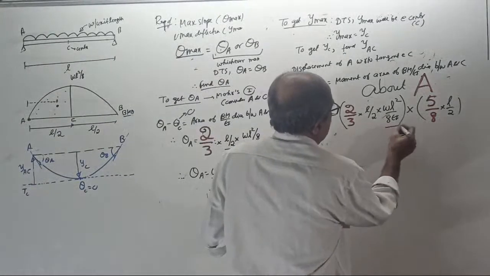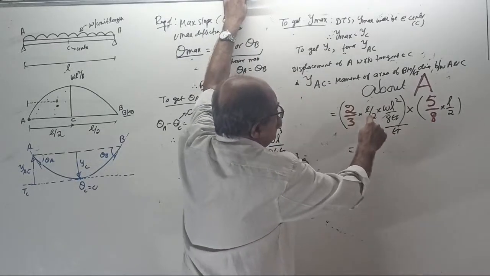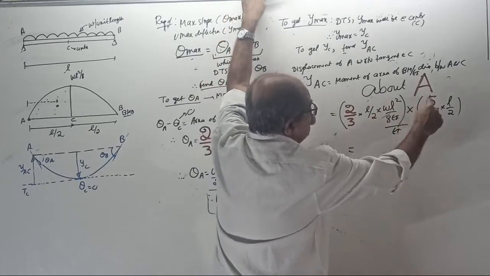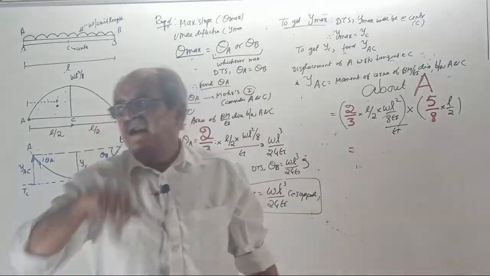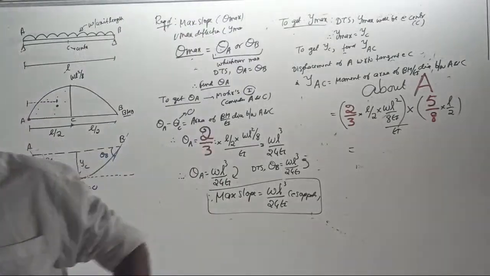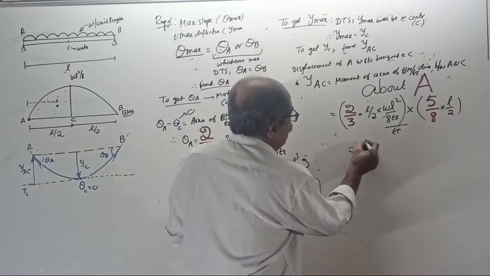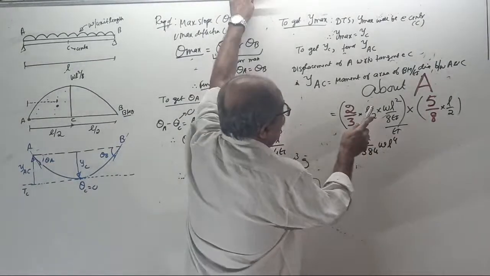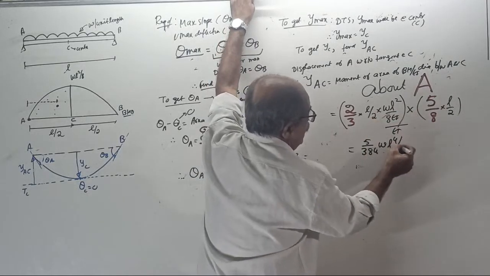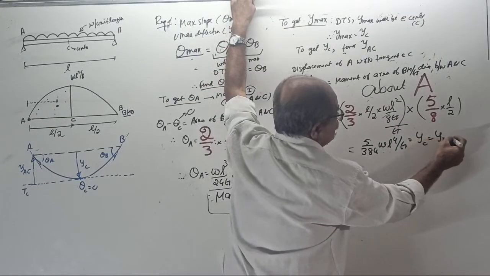Divide by EI. Now, why waste time taking your calculator, 2/3 into 1/2 into 1/8 into 5/8 into 1/2? Do not take the calculator. You know the number, why waste time calculating it? It is 5/384 WL power 4, L into L square into L by EI. That is YAC, equal to YC, equal to Y maximum.